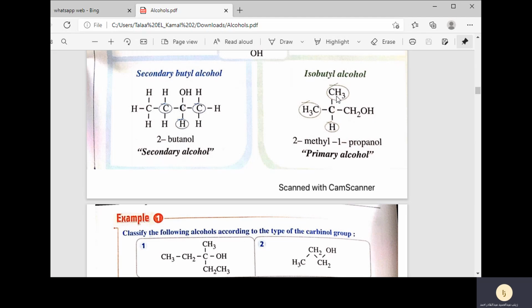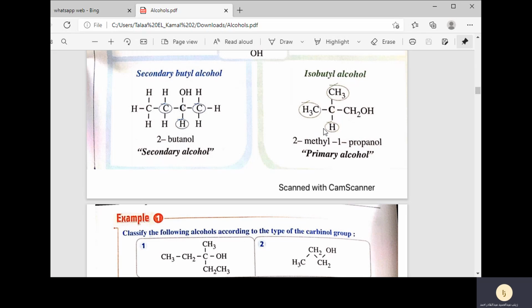Iso what? 1, 2, 3, 4 يبقى عندي but يبقى isobutyl alcohol. يعني لو هقول isobutyl alcohol we have to count the number of carbon atoms in all the molecule so we call it isobutyl alcohol.